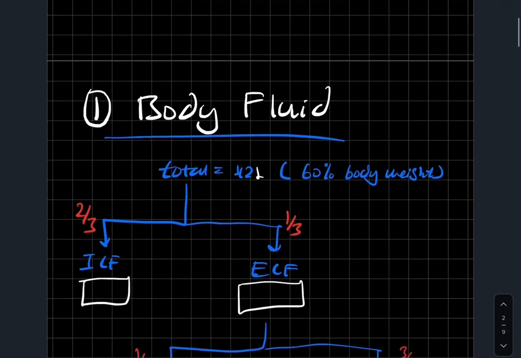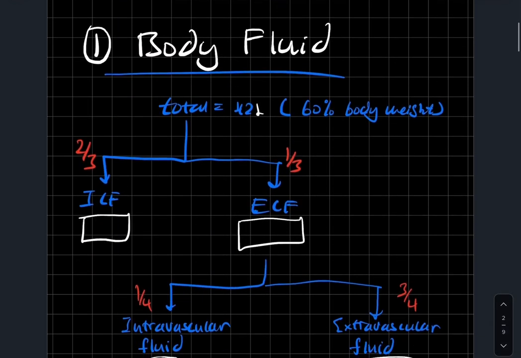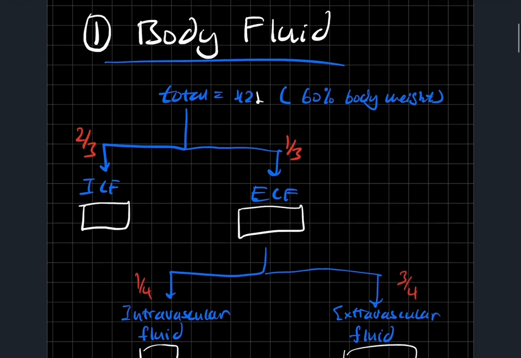So, the first concept is body fluid. In the average 70 kilogram man, 60% of the body weight equates to 42 liters of body fluid. And of the total body fluid, we can separate it into ICF and ECF. ICF is the intracellular fluid, and ECF is the extracellular fluid.